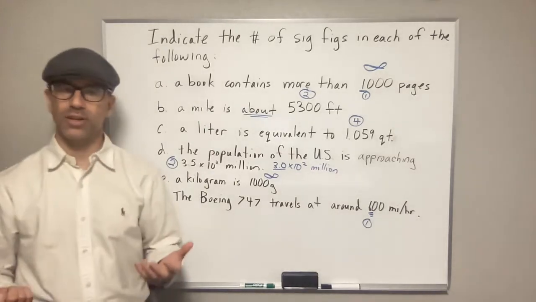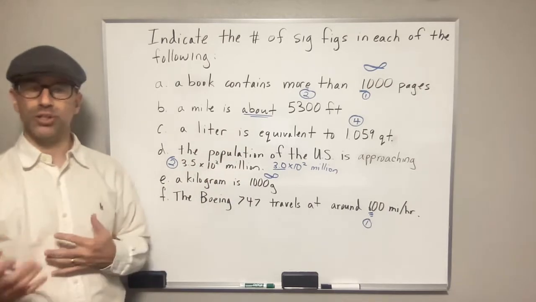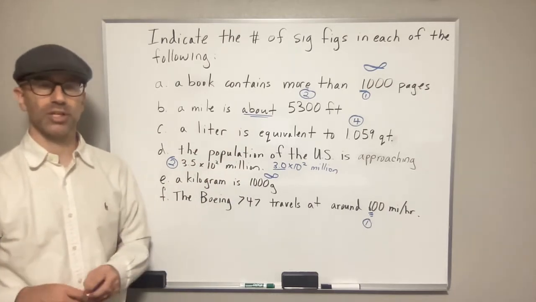So that's significant figures. That's how you can figure out whether you have one or two significant figures or an infinite number of significant figures.